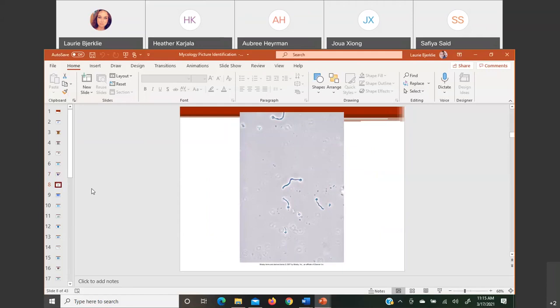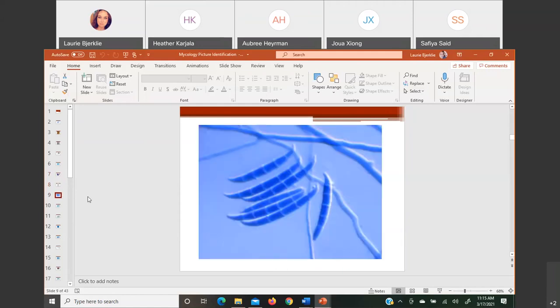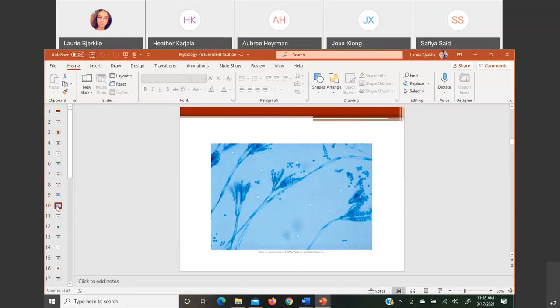Yeah, good. The germ tube test looking for Candida albicans. Nice. Good, Fusarium again, nice little canoe shape. Perfect, this is Penicillium again, the wheatgrass or paintbrush look.